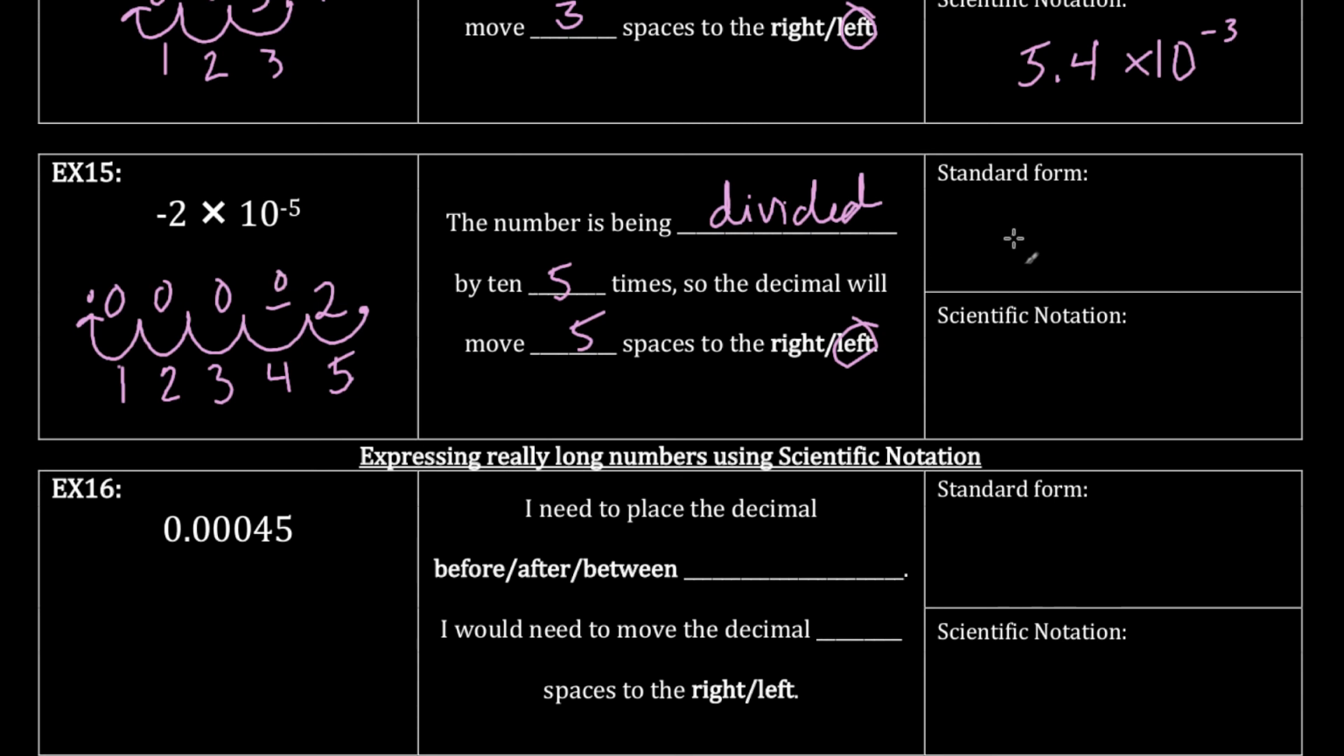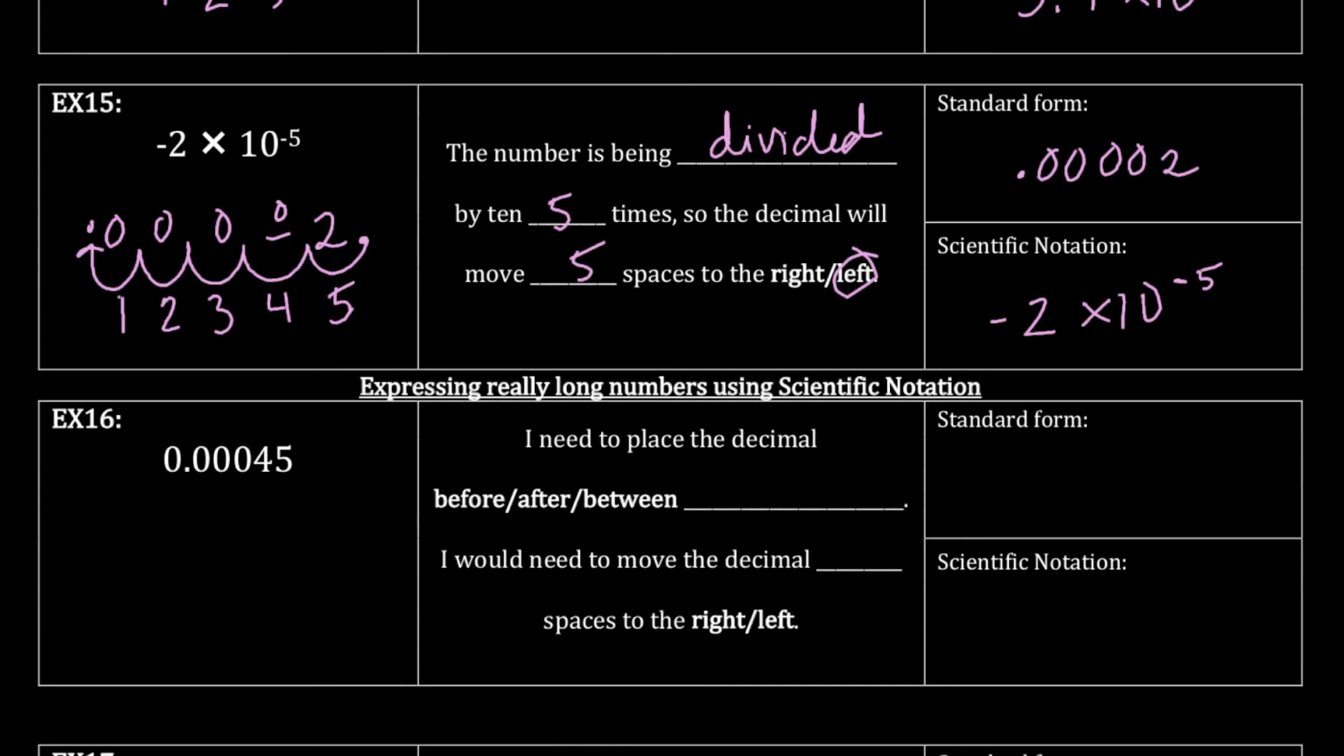So our standard notation is 0.00002. So tenths, hundreds, thousandths, 10,000ths, 100,000ths. So 2 hundred-thousandths. Wow. And our scientific notation was the original negative 2 times 10 to the negative 5th power. Cool, not too bad, right?